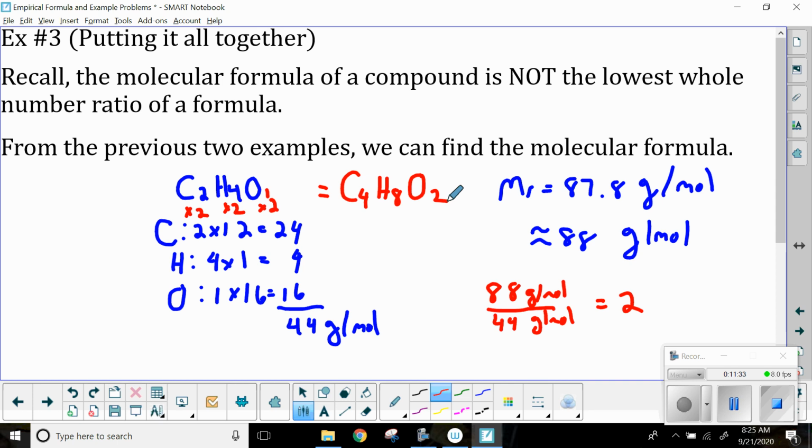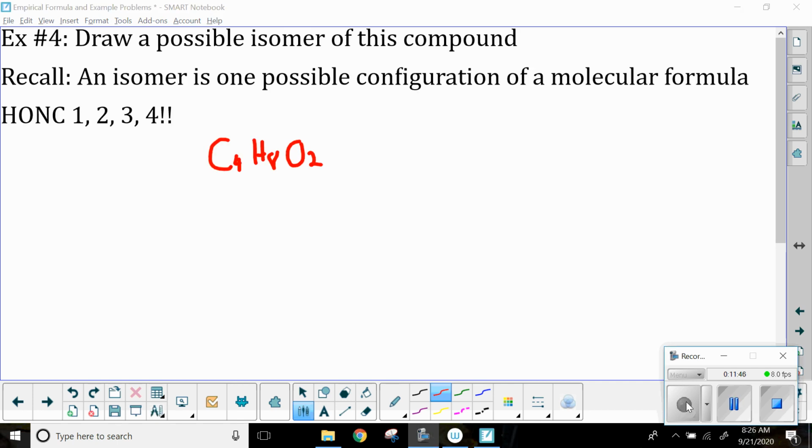So now I know the molecular composition of that particular sample of gas that I have put through the mass spectrometer and want to find the identity. I'm going to do one last step. I'm going to go way back to the fall and see if we can remember how to do a Lewis structure for this. We're going to take this molecular formula and draw one possible configuration of that Lewis structure, which is called an isomer. Remember that an isomer is one possible configuration of a molecular formula, or an empirical formula for that matter.